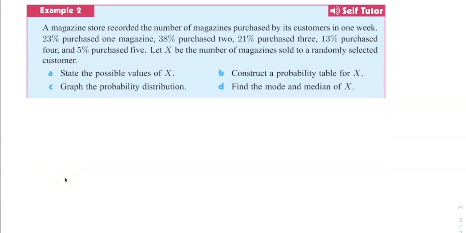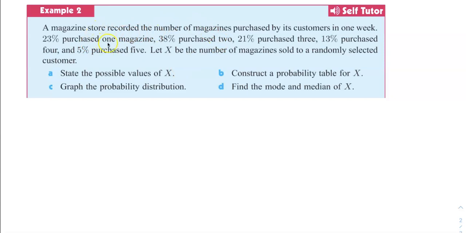So let's do an example. The magazine store records the number of magazines purchased by its customers in 1 week. 20% purchase 1 magazine, 38% purchase 2, 21% purchase 3, and 13% purchase 4. And only 5% purchase 5. Let X be the number of magazines sold to a randomly selected customer. Say the possible values of X.